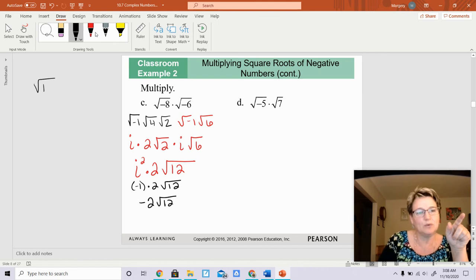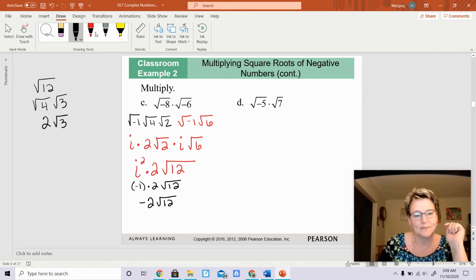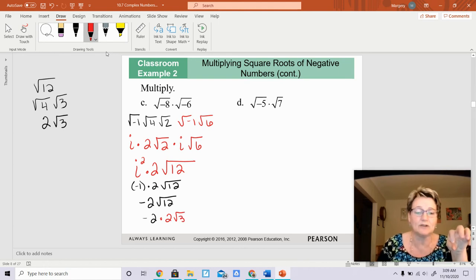The square root of 12 can be broken down to the square root of 4 times the square root of 3. That is 2 square roots of 3. So -2 times 2 square roots of 3. Remember, what's outside the radicals are multiplied together, so that's going to give me -4 square roots of 3. So I tried to show all my steps.